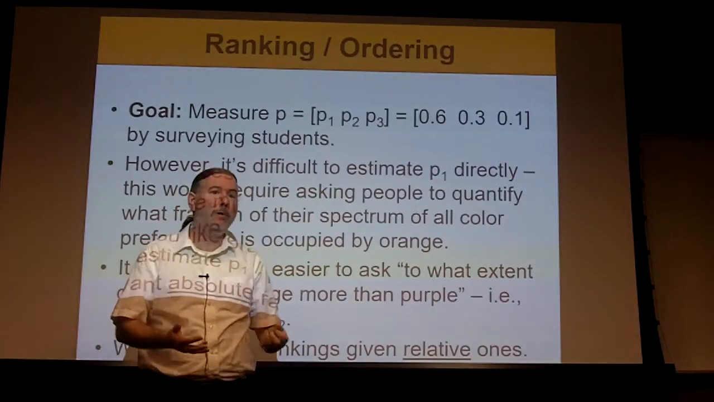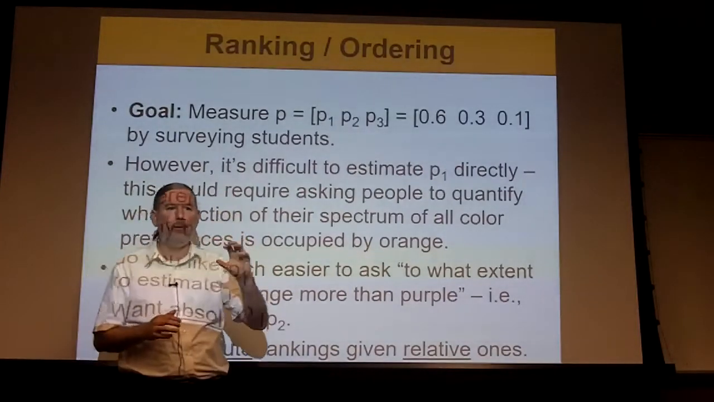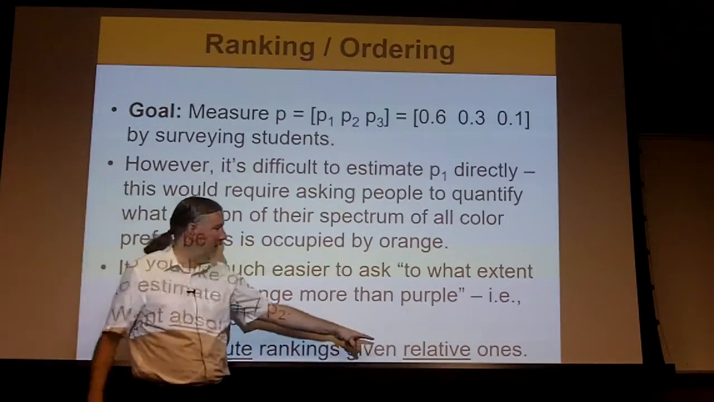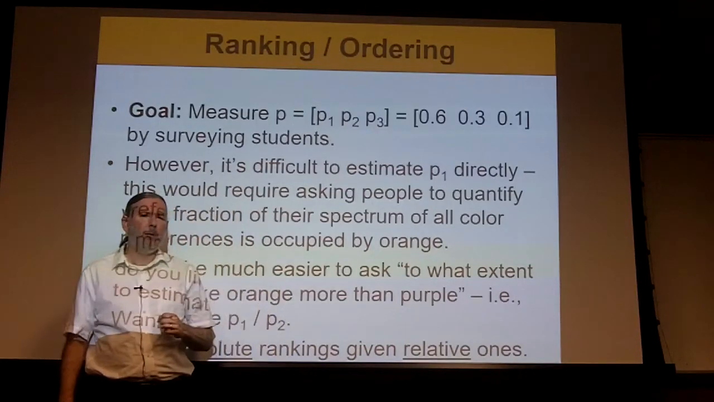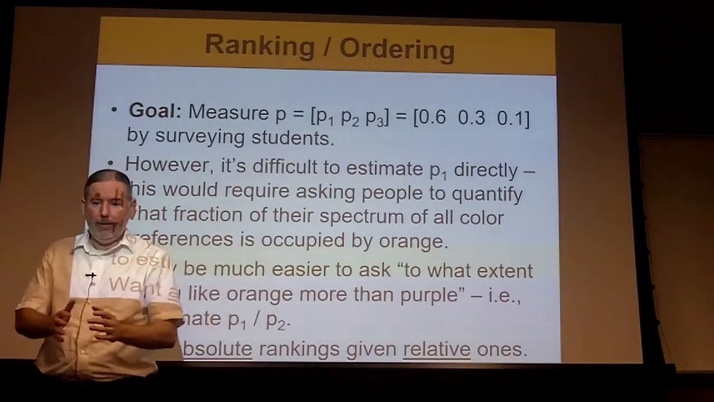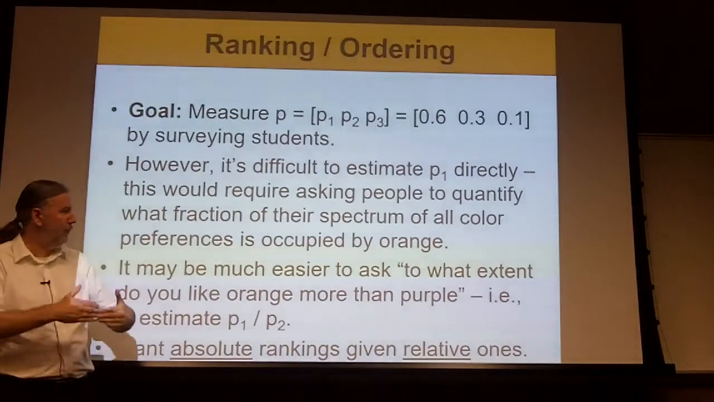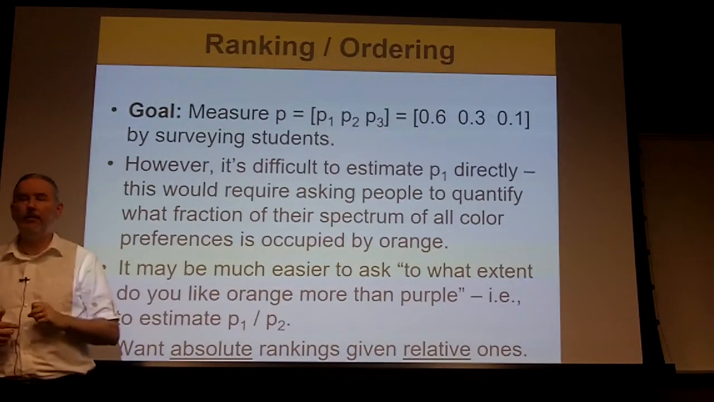7, 12, 3. It's kind of hard to quantify just one of those things in absolute terms, but you can actually quantify things on relative terms pretty easily. How much more do you like orange than purple? You say about twice as much more. So a lot of times it's easy to compare things and get a relative notion of how much more important one thing is than the other, but you can't actually measure one thing by itself.